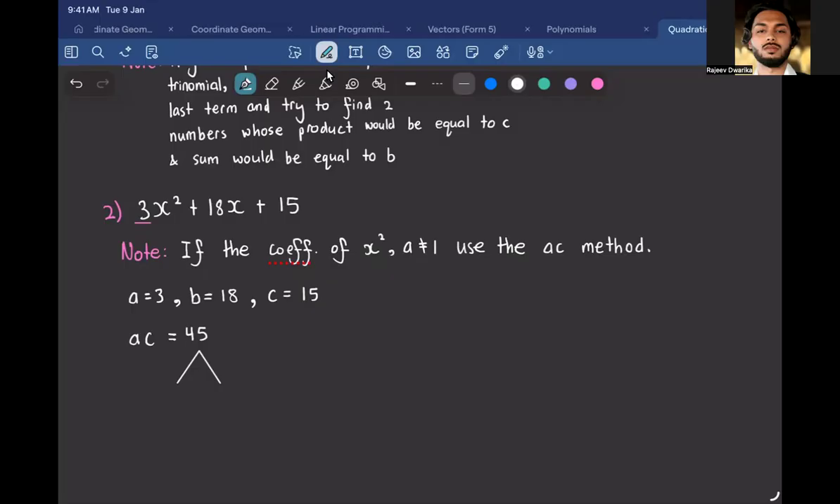Serena, I want to give this a crack. Sure. Let me just make sure this thing could be factorized, right? 3x squared plus 18x plus 15. I was doing it in my notebook. It could be factorized. Yeah, so the numbers would be 3 and 15. 3 and 15. That is correct.